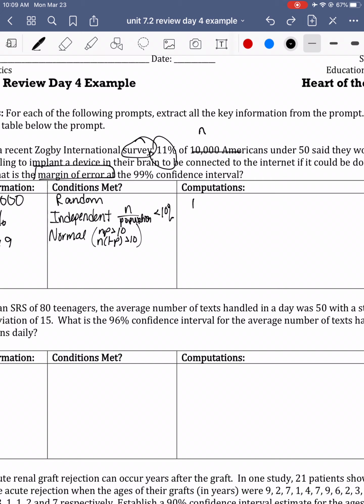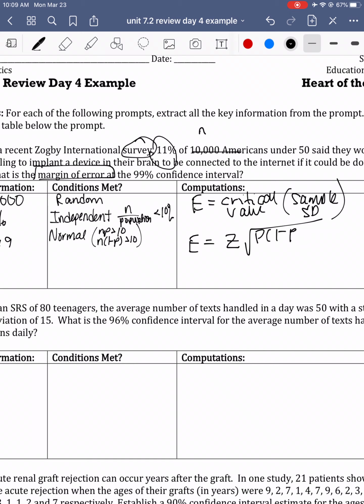So let's write margin of error is equal to the critical value times the sample standard deviation. And so here, since this is a proportion, my critical value is going to be a z. And then my sample standard deviation is going to be the square root of p times 1 minus p over n.